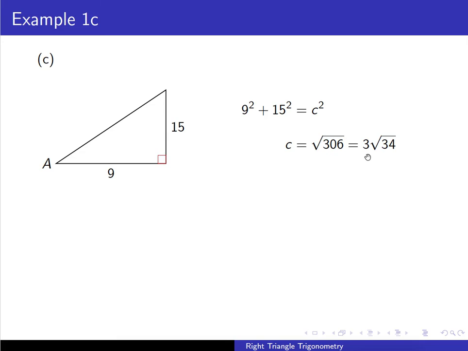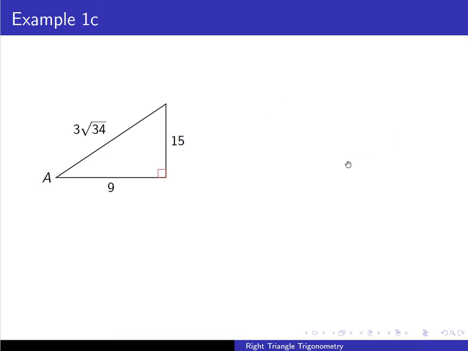Be sure to check my Desmos video on how to use Desmos for simplifying square roots, exact square roots. So now we have the hypotenuse as 3 times the square root of 34. Now we can write our ratios. So first up, sine of angle A, 15 over 3 times the square root of 34. And 15 over 3, we can actually reduce that to 5 over 1. So we have 5 over the square root of 34.